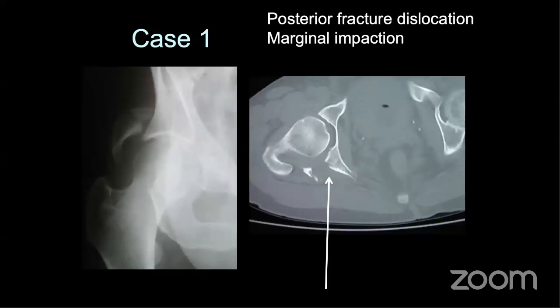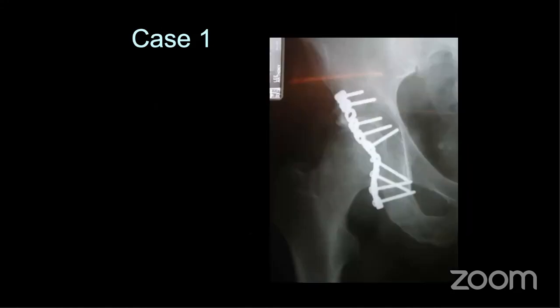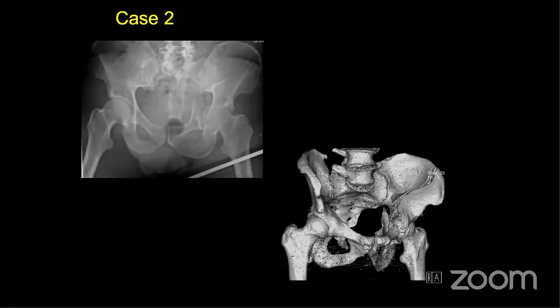So this was our case where a good reduction was obtained in casualty in the operating theater, and then you have a CT scan that shows a posterior wall fracture with marginal impaction, which then are formally open reduced and fixed subsequently with a good outcome at about 5 years. That's probably the most typical question that you will get in the exams. Let's look at some more cases.